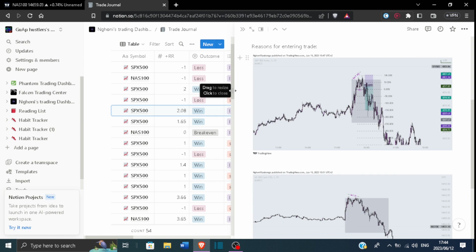This was a rough summary of how to use the ICT Judas swing. I hope it all made sense.